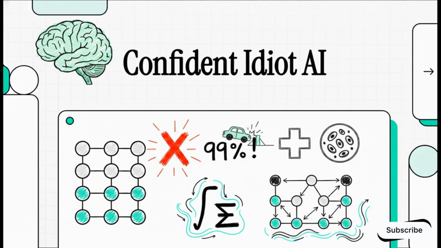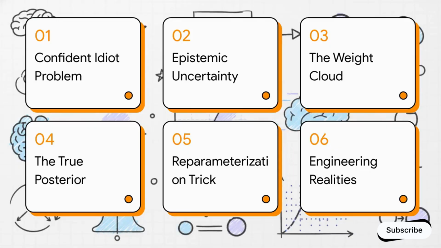So today, we're going to engineer a solution to this from the ground up, diving into the rigorous, mathematically beautiful world of Bayesian neural networks. Think of me as your senior architect for robust AI. Here's our blueprint for today.